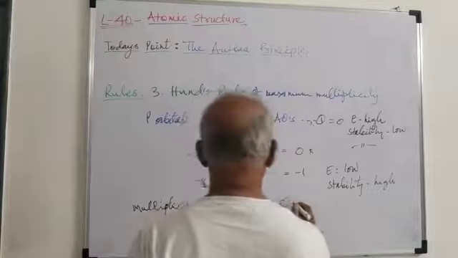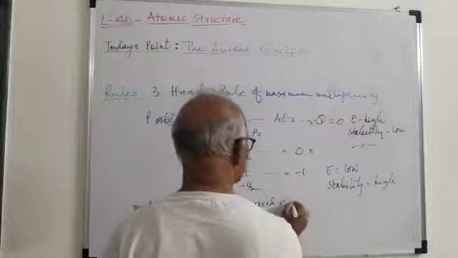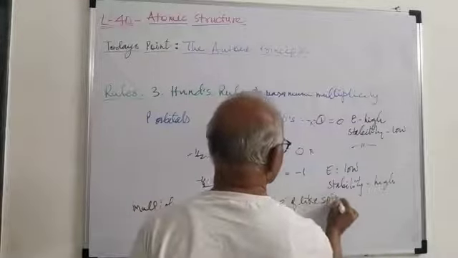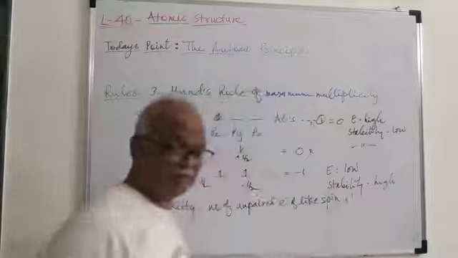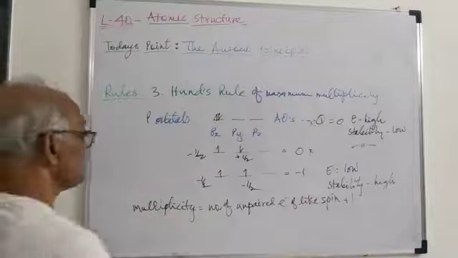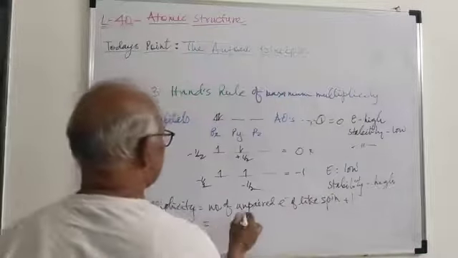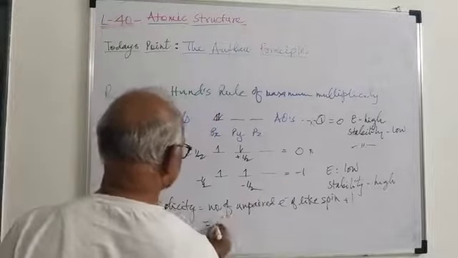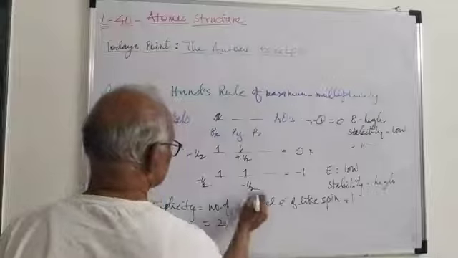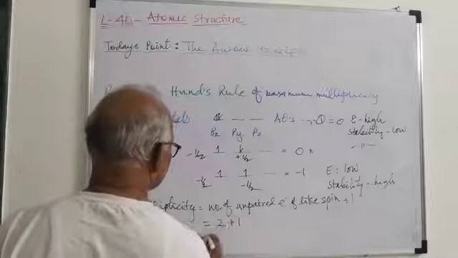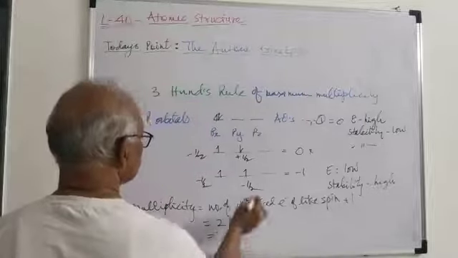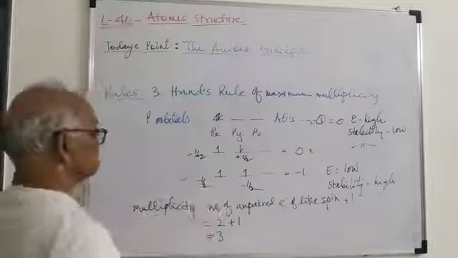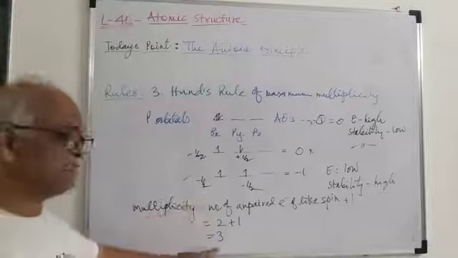Plus unpaired electrons of like spin plus 1. So here you will find that in this case there are 2 unpaired electrons. Plus 1 means 1. So this gives 3. So 3 is the multiplicity of this configuration. So this configuration will have multiplicity 3.